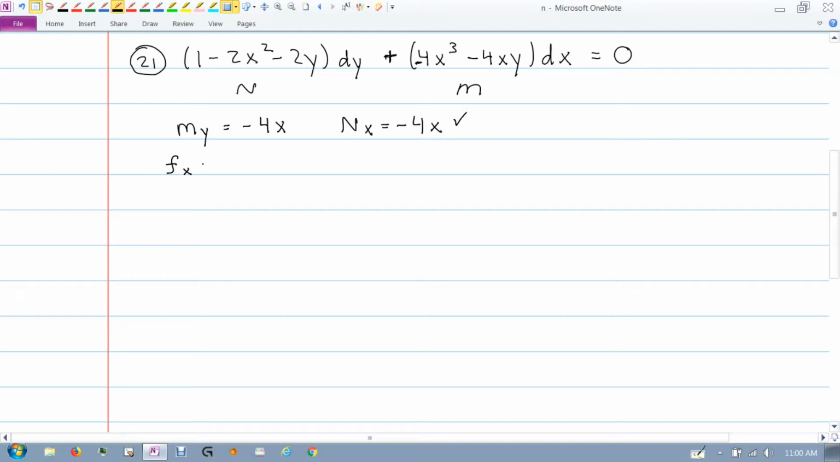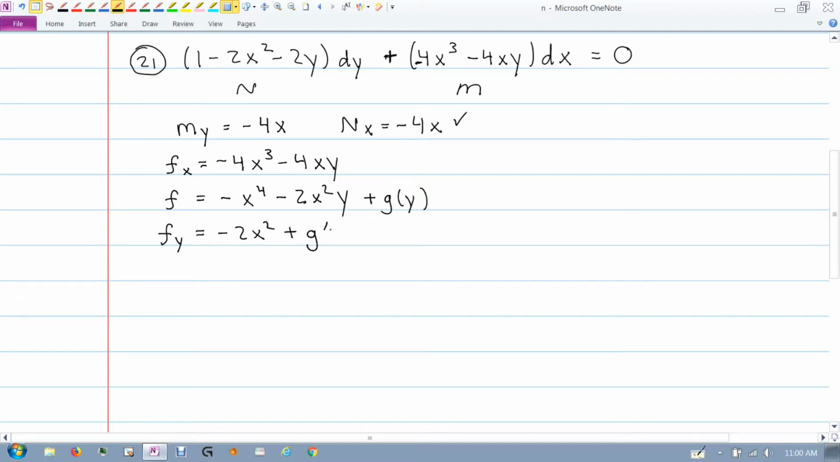The partial of f with respect to x must be M. Now if we integrate this with respect to x, we get just negative x to the 4th, and then minus 2x squared y plus some function g. And now if we differentiate that with respect to y, we just get negative 2x squared plus g prime of y, and that must match up with this.